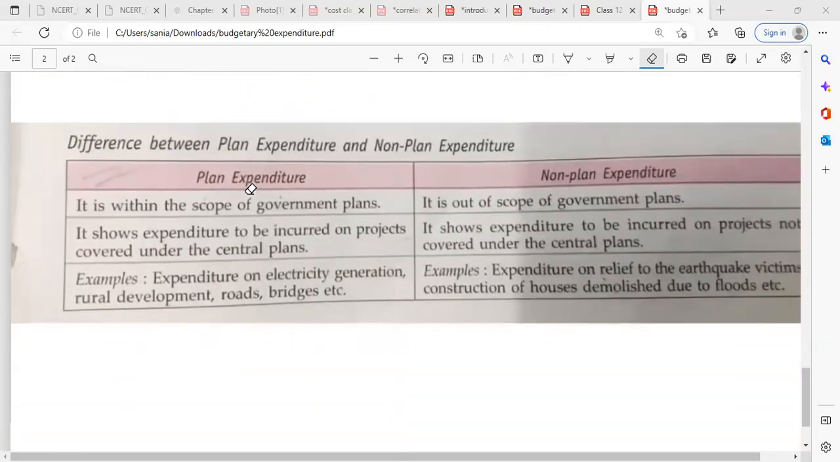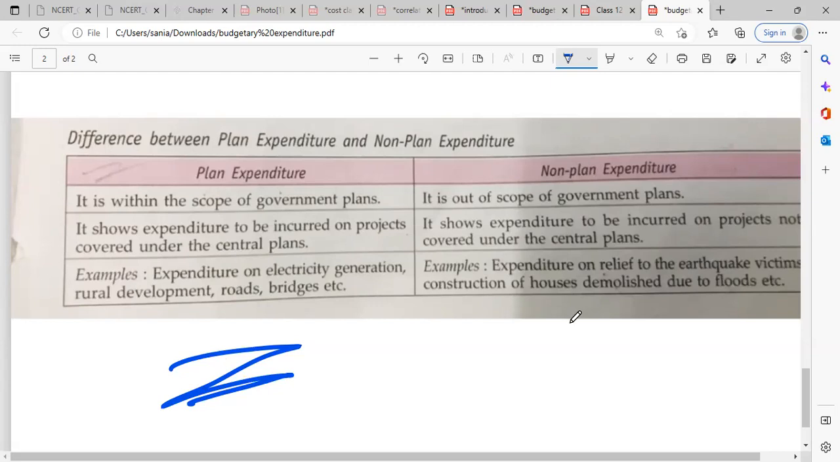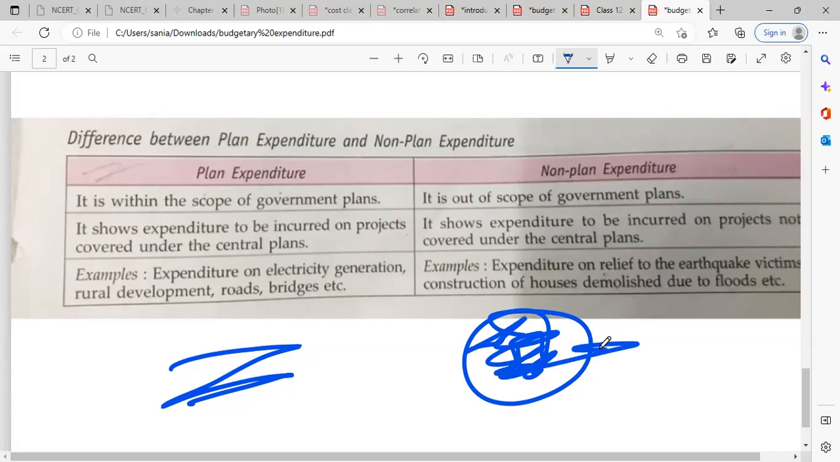Okay. Now the last one, plan expenditure and non-plan expenditure. Plan expenditure is, for example, I am planning that I will generate electricity, develop a road, a bridge. These are planned. But sometimes natural calamities happen and all the houses over there are demolished. I need to construct those houses again. That is non-plan expenditure.